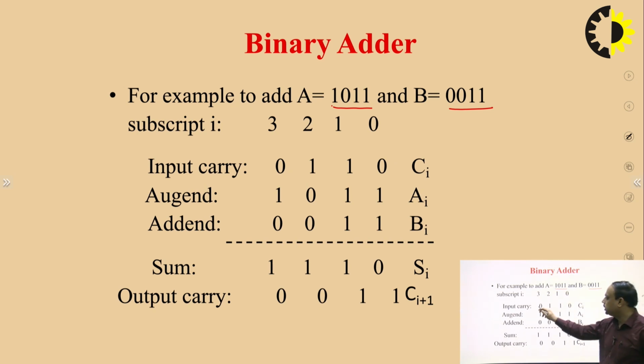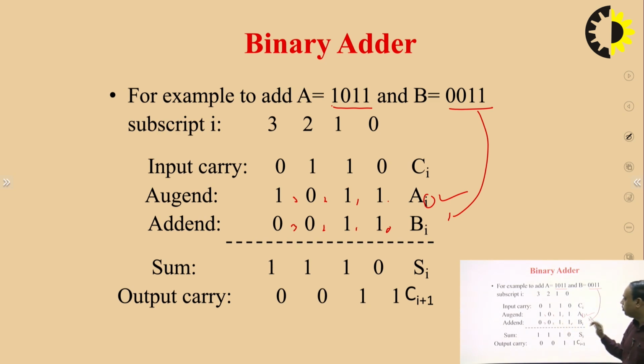This is the first bit, A0. The index i represents the place of the bit: this is A0, this is A1, this is A2, this is A3, and similarly for the B function, B0, B1, B2 and B3. Now we have to perform addition. The initial carry is always 0, because in the initial addition there is no carry.